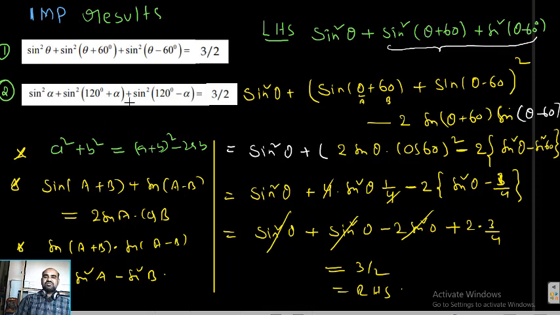The next result is just the same thing. So what I should write, I will show you: instead of 60, I want to write just 120. That's all.